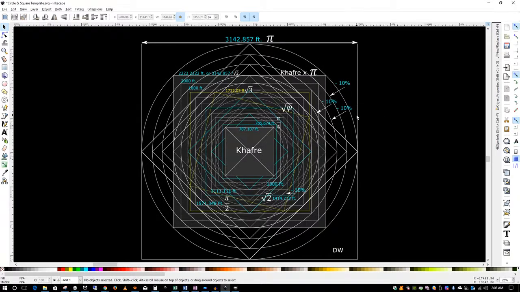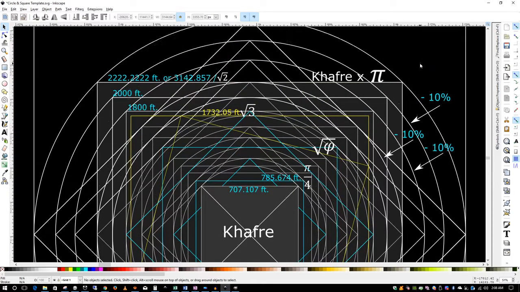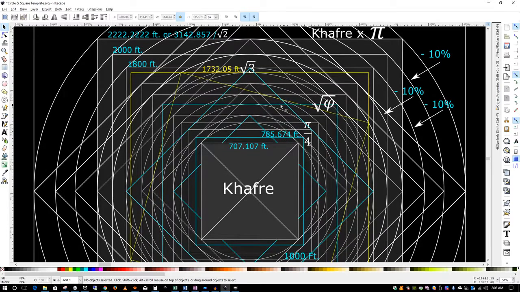So you can decrease these circles by 10% as many times as you want, and you're always going to square the circle every time you do it. But here are some interesting numbers that come out when you do it this way. So you get the 2222 number, right? That's Khafre times pi. This is 2,000. This is 1,800 feet. When you get to this blue square right here, this is the 1,800. If we turn that into a square, from a diagonal into a square, then we actually get 1272.792, so we get the square root of 5, which is what this is right here.